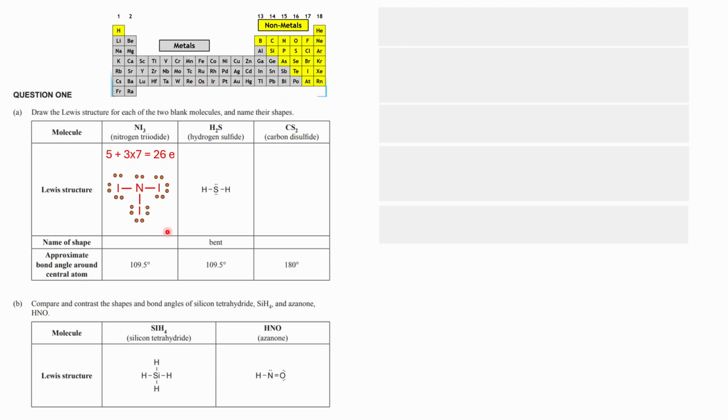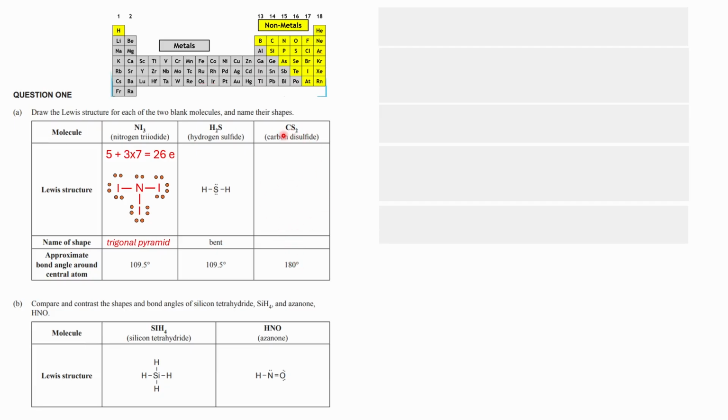What is its shape? It has 4 electron density regions around the center, so it has a tetrahedral base shape, but only 3 of them are bonded, so it's going to be trigonal pyramid. Okay, let's see if we can do the next one.